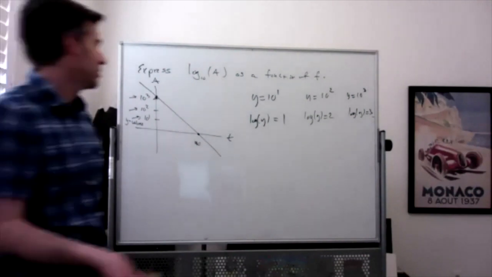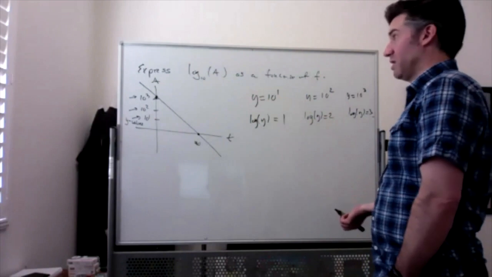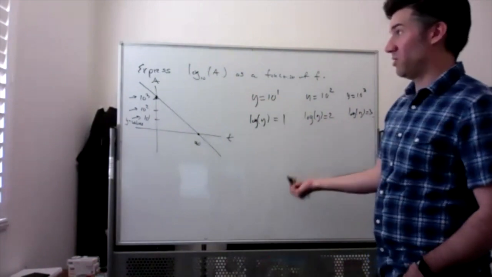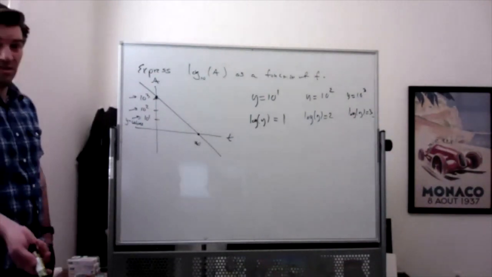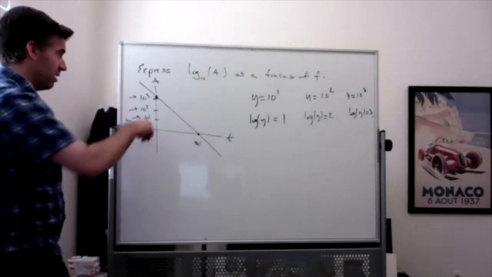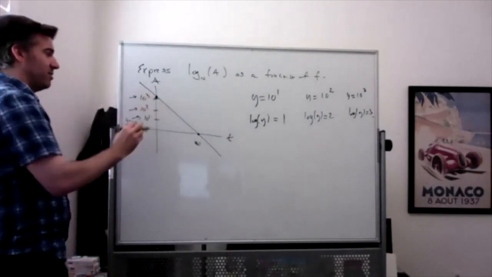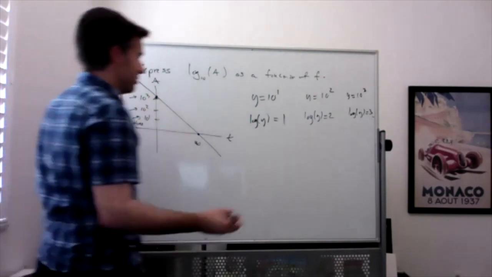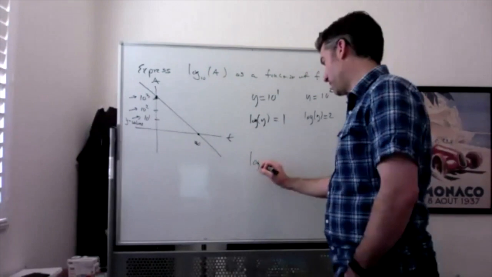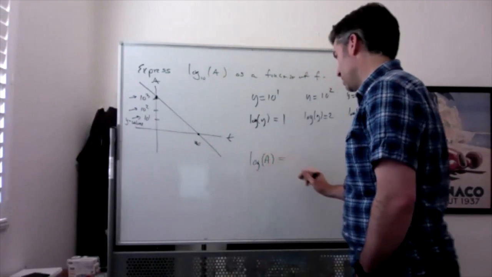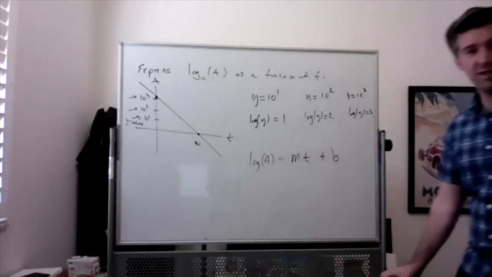So if I want to write log base 10 of a as a function of t, here's what we're going to do. Log base 10 of a as a function of t is linear, right? I've got my intercept here. So I know that log base 10 of a is some linear function of t.